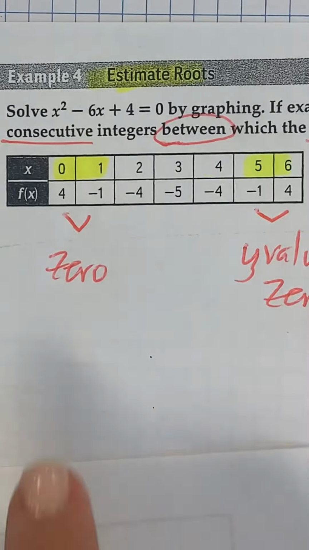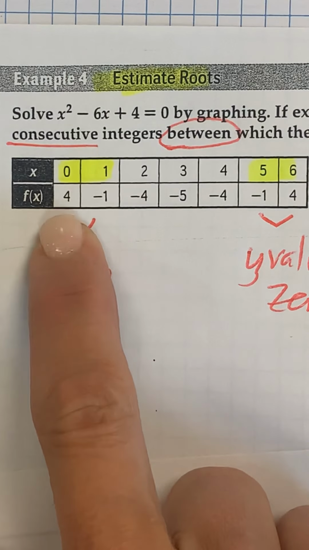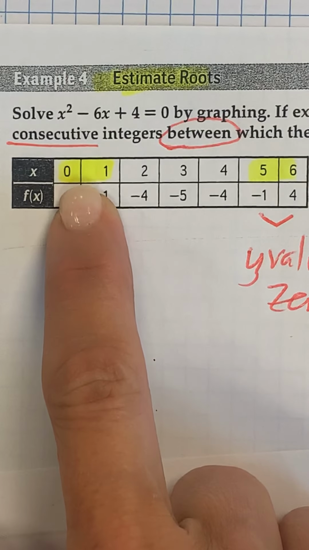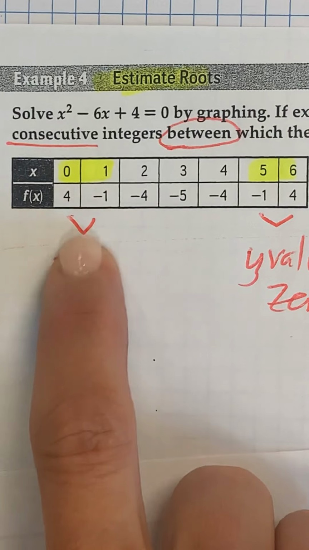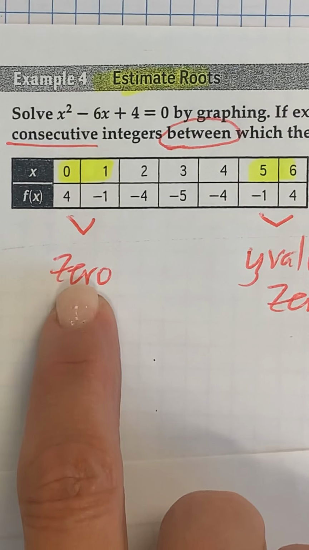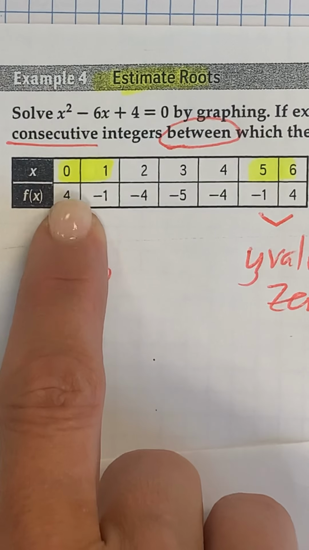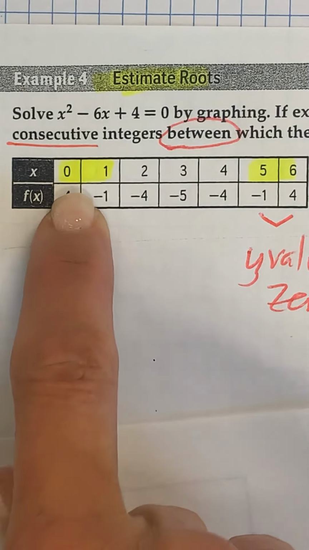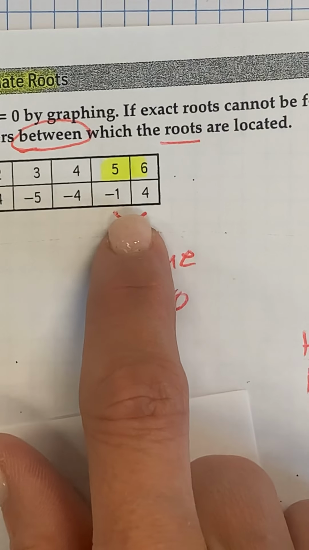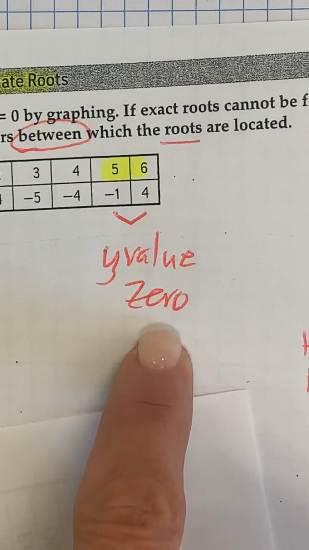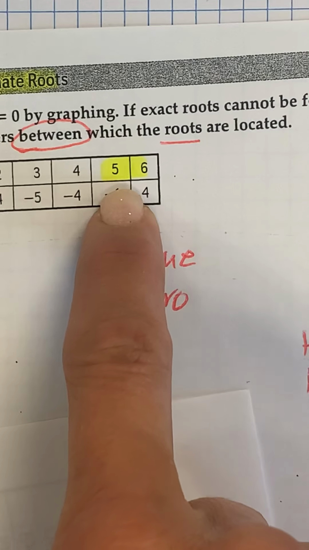So I'm either looking for a sign change between 4 and -1, because I know somewhere in between here, somewhere in these decimals, 0.1, 0.2, 0.3, 0.4, 0.5, if I expanded this table, then the y value is going to be 0 somewhere in between here, okay? Which means my root, or it would cross the x-axis somewhere between 0 and 1. And same thing over here. I found the sign change on the y, which means there's a 0 somewhere between there. So my answer is a root between 5 and 6.